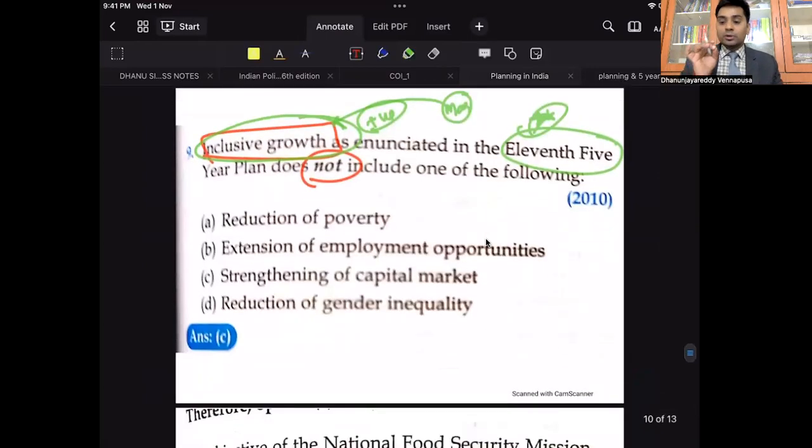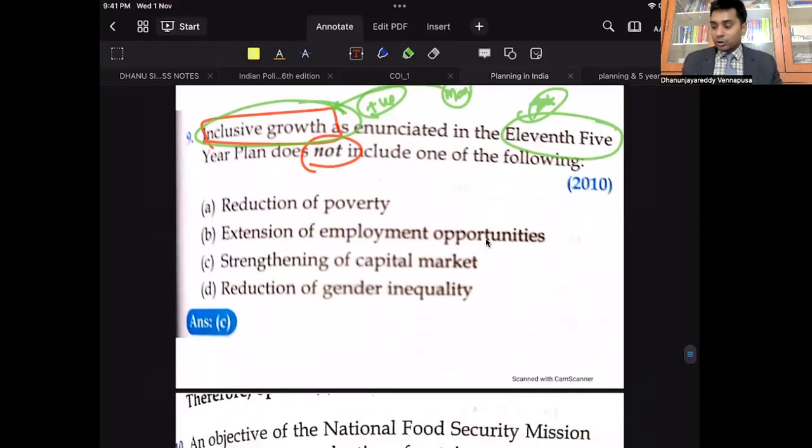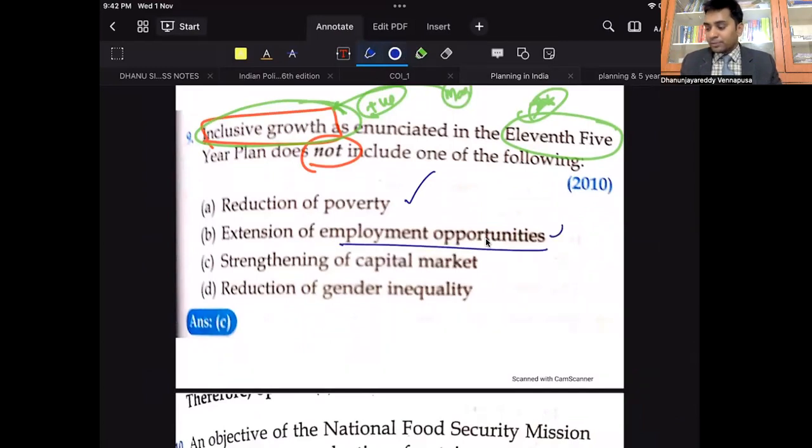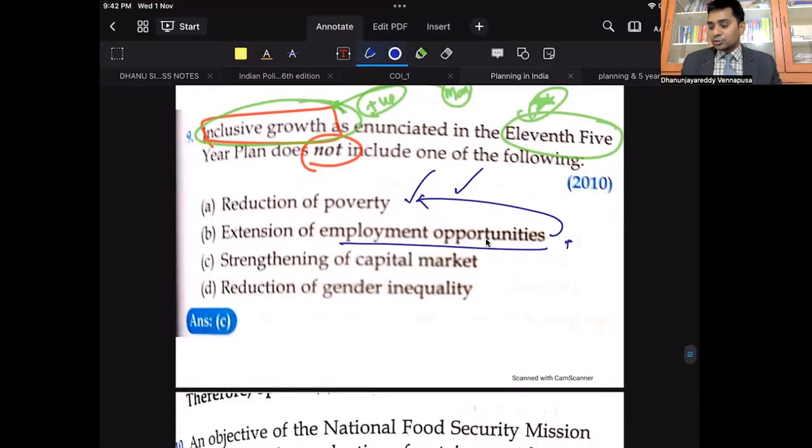Now, how can inclusive growth be attained? Inclusive growth means reducing poverty. Obviously, this is one thing. Extension of employment opportunities. Yes, by extending employment opportunities only, you can reduce poverty. So, this is a positive term. Next one is strengthening of the capital market. Now, what is the capital market? Giving more hands to capital investments, or capital market means giving a free hand to the market forces.